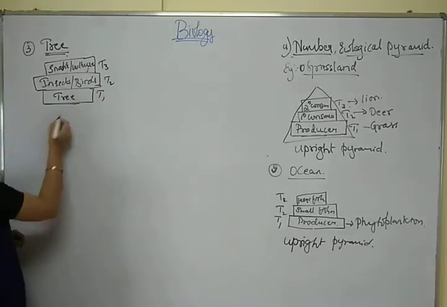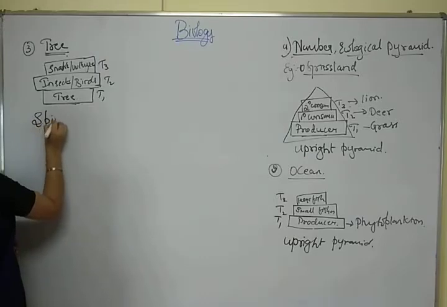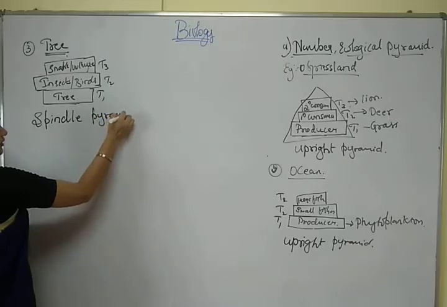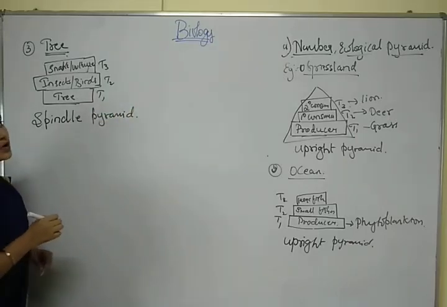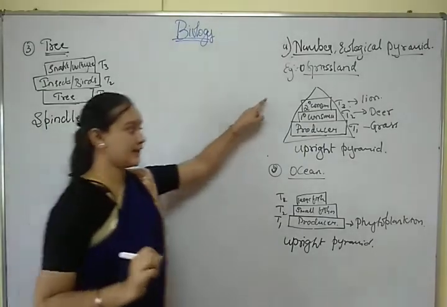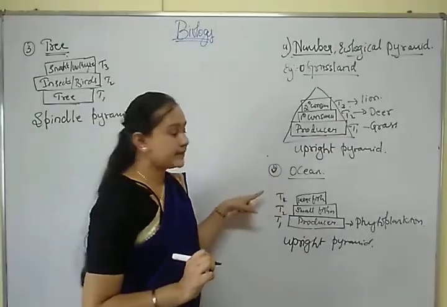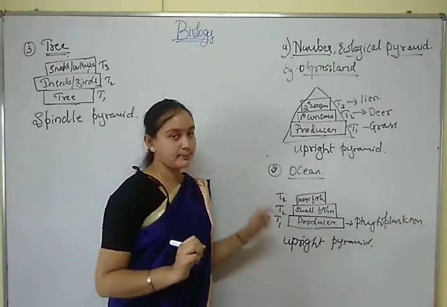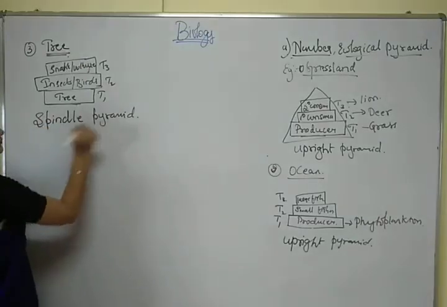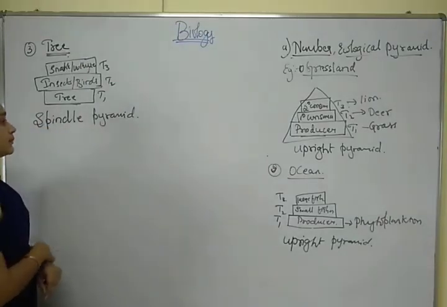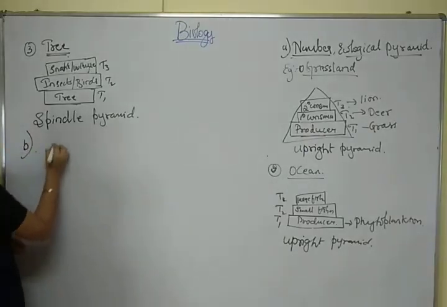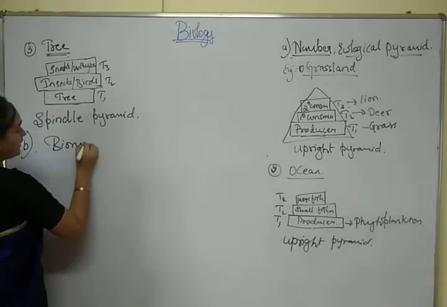This time it is a spindle pyramid. So this was about the number pyramid, where we took the example of grassland, which was an upright pyramid, then the ocean, which was also an upright pyramid, and the tree, which was a spindle pyramid. Now let's take the second one, that is the biomass pyramid.